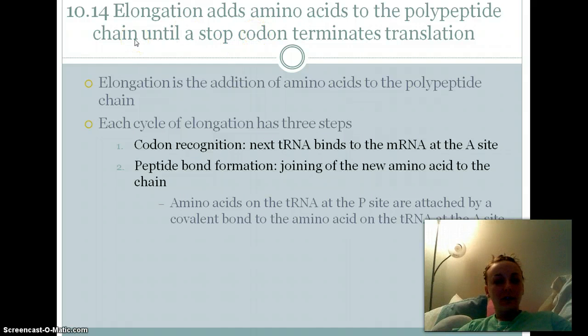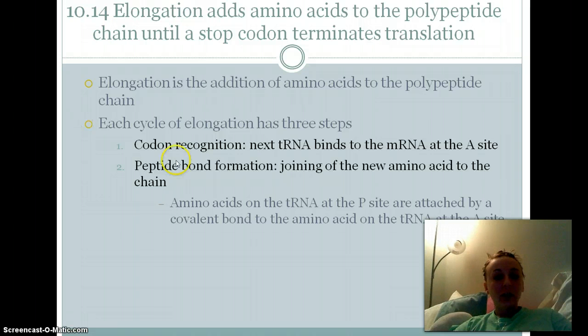So elongation, this is our next step. That's what's going to add amino acids to the polypeptide chain all the way until we reach that stop codon. So in that worksheet you did, you found a stop codon, and that's what told you to stop translating. So elongation is the addition of amino acids to that growing protein or polypeptide chain.